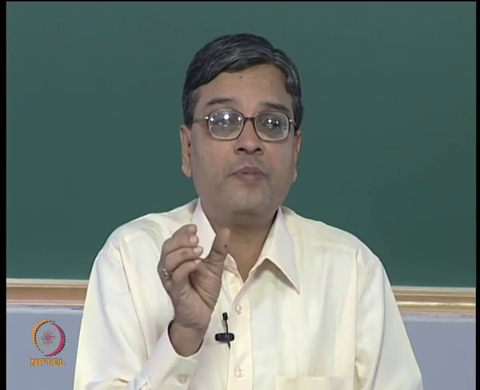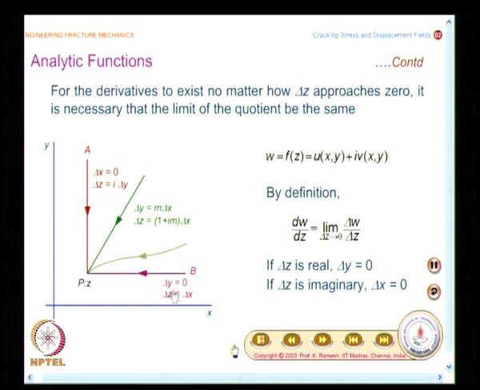So, now what we want to ensure is, whichever way delta z approaches 0, I must have a unique value of dw by dz, which enforces certain conditions between the real and imaginary part forming the complex function. These conditions you have developed, you have to know what is the reason behind it, because whichever way delta z goes to 0, I must get one unique solution. And now we will take case by case.